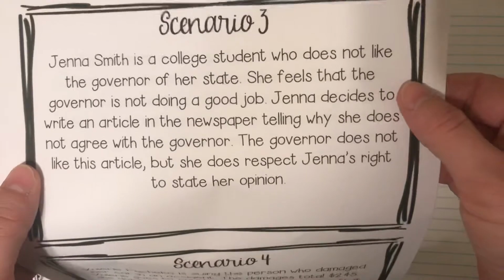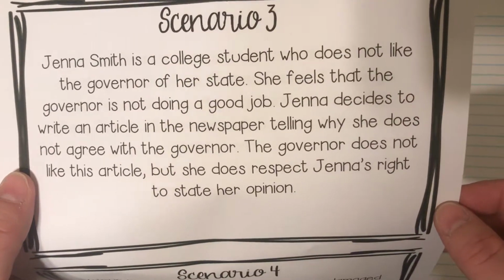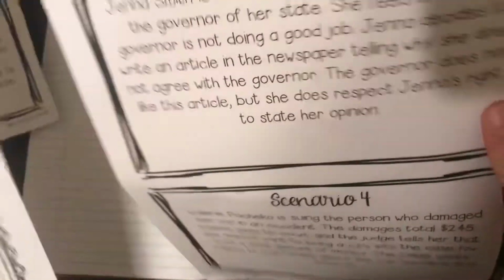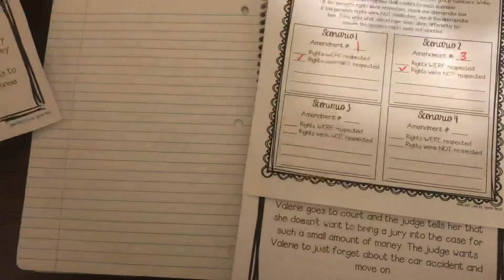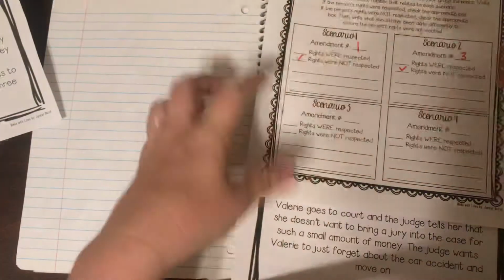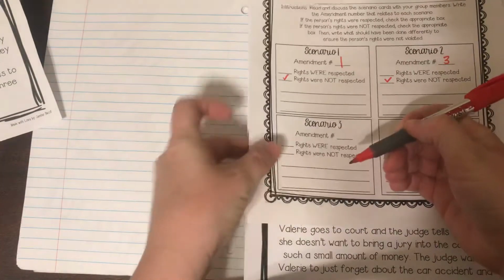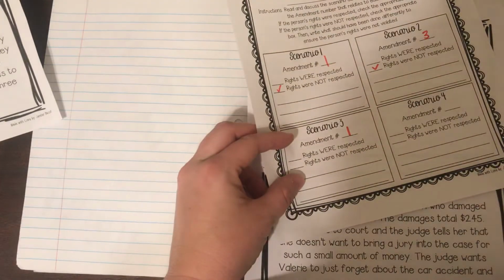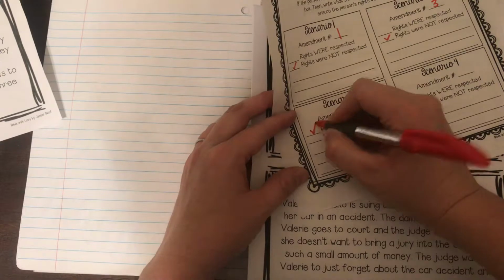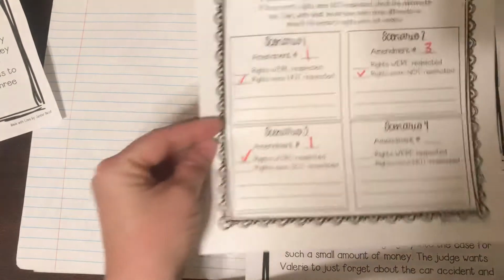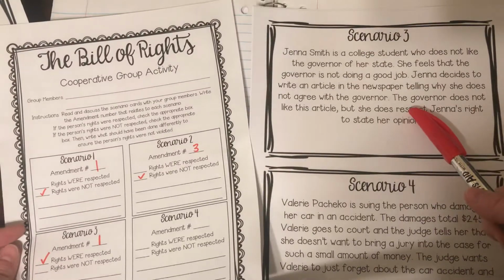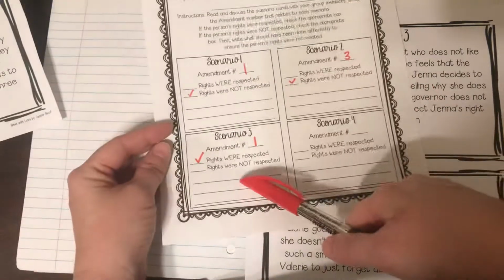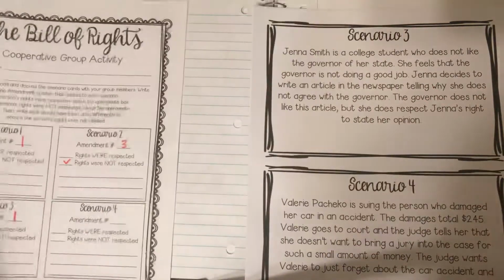So people can post their opinions where they'd like, and that doesn't break the law. So was this person's rights respected? Yes. So we would put here, I'm going to use my marker right now. So in scenario 3, the one with this person writing in the article, this represents amendment number 1. Again, were their rights respected? Yes, they were respected, because even though the governor didn't like it, they were still allowed to post it. So there you go.